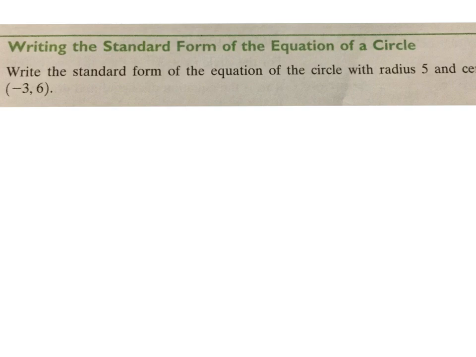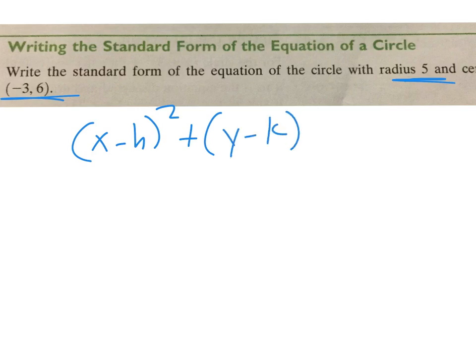Okay, now, we're given some information about a circle, and we're told to write it in the standard form of the equation of a circle. So what am I given? I am given the radius, and I'm given the center. I just have to plug it into that equation. So again, the equation is (x minus h) squared plus (y minus k) squared equals r squared.